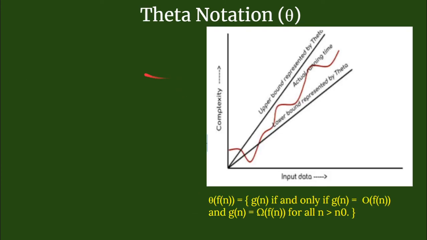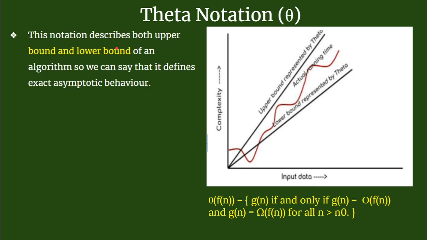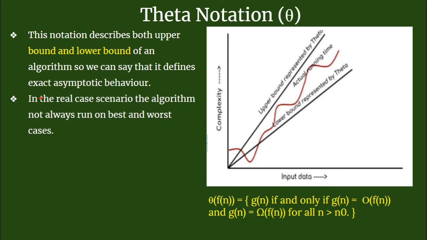And the next one is the theta notation, which is an average case. This notation describes the upper bound and the lower bound of an algorithm. So it always defines the exact asymptotic behavior of an algorithm, because we cannot say that the algorithm always works in the worst case or always works in the best case. In reality, any algorithm always works in the average case. So this theta notation defines the real-time scenario of any execution of an algorithm.